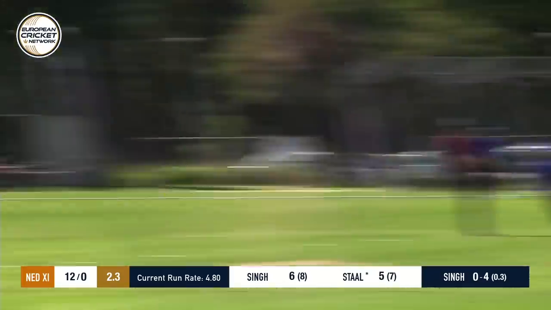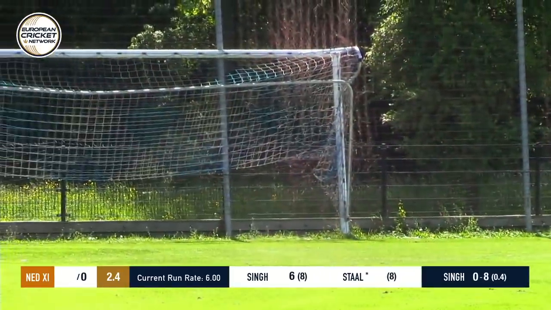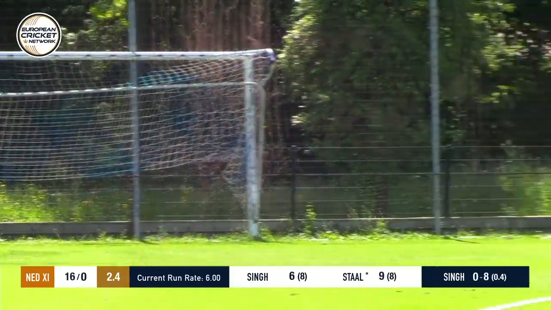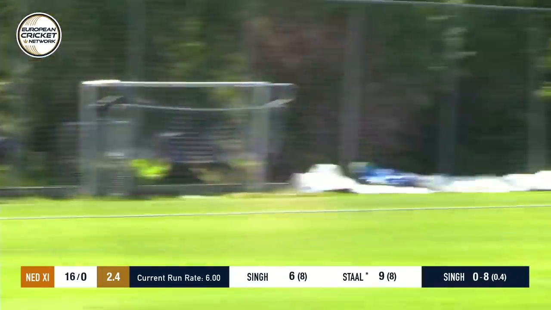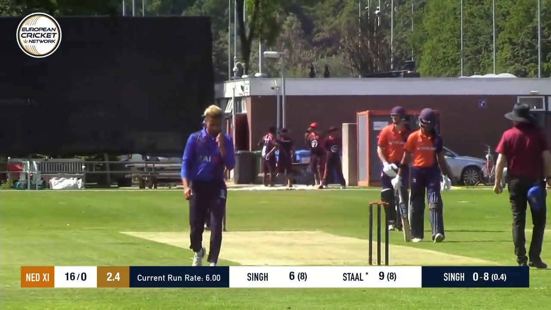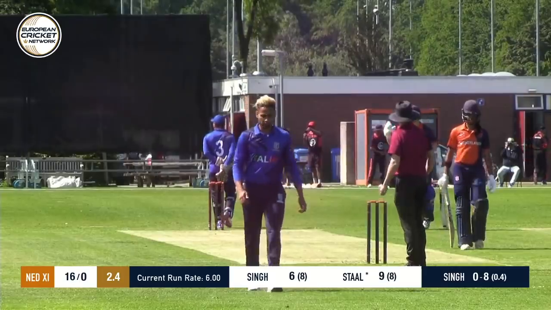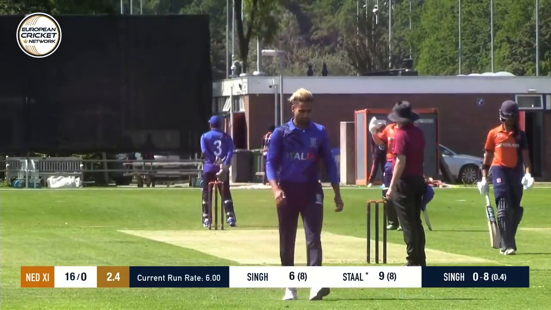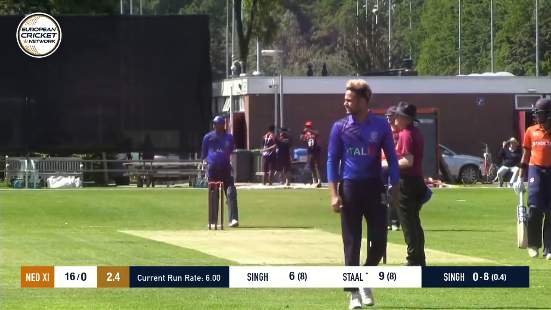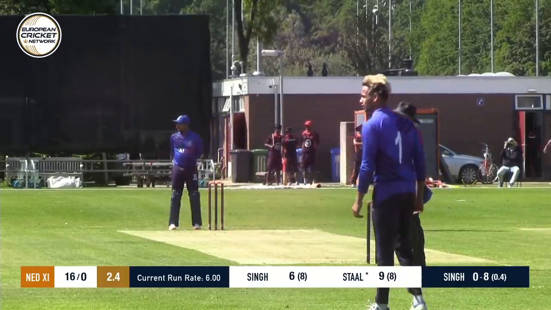Comes down the track again, cuts this one very hard through the outside, all the way for 4. Second boundary of the match for the Netherlands, as they're looking to start moving this along. Stahl moves on to 9, with Vikram at the other end on 6.